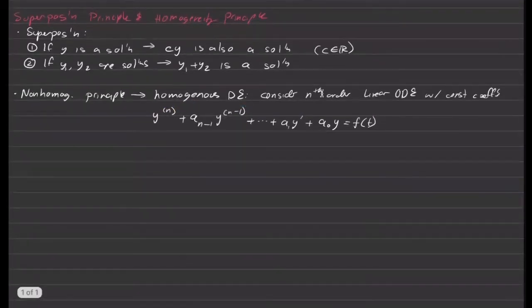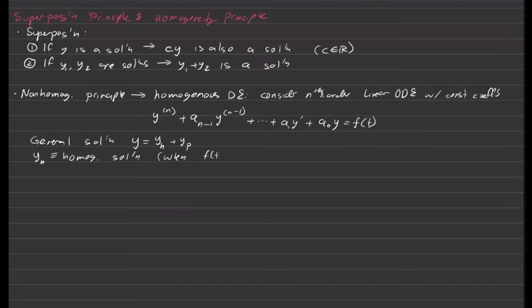There are two parts of a general solution. The general solution y is made up of two parts, something called y sub h, the homogeneous solution, and y sub p, the particular solution. And so now let's get into each of these parts. So y sub h is what we call the homogeneous solution, and this is when f of t is equal to 0.